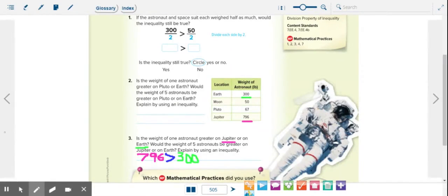Let's look at the next part of the question. Would the weight of 5 astronauts be greater on Jupiter or on Earth? Explain by using an inequality. We are going to multiply both sides by 5 because this is going to tell us the weight of 5 astronauts. 796 times 5 equals 3,980. 300 times 5 equals 1,500. Next, we need to compare the two numbers.